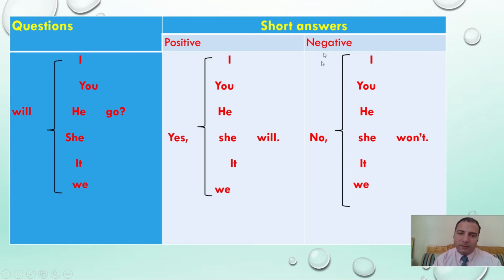And in the negative, I answer the question with no plus subject pronouns plus the word won't. No, I won't. No, you won't. No, he won't. No, she won't. No, it won't. No, we won't.